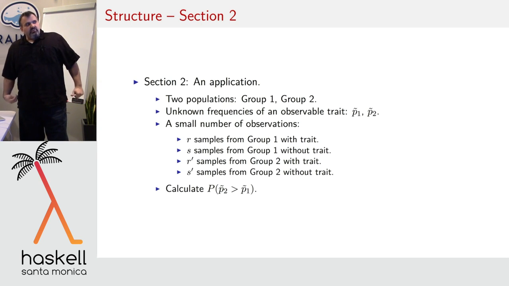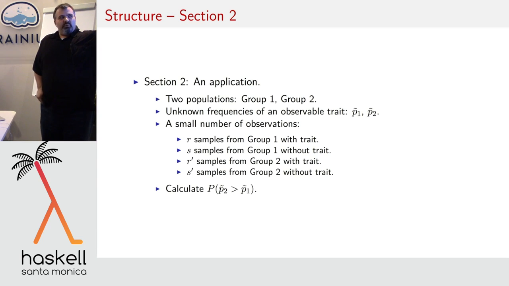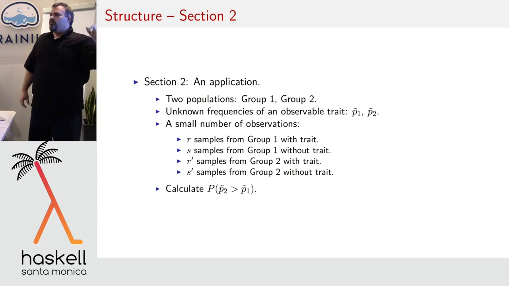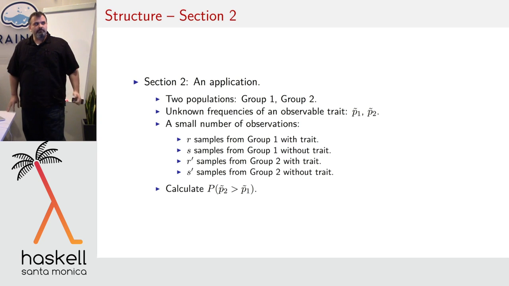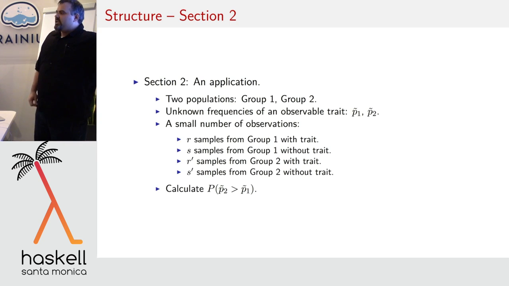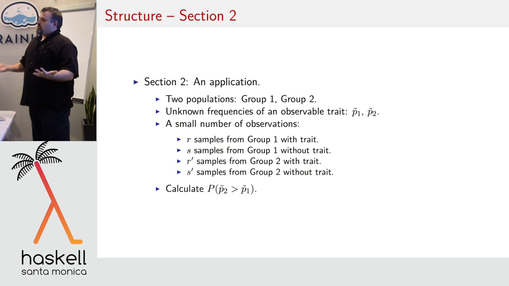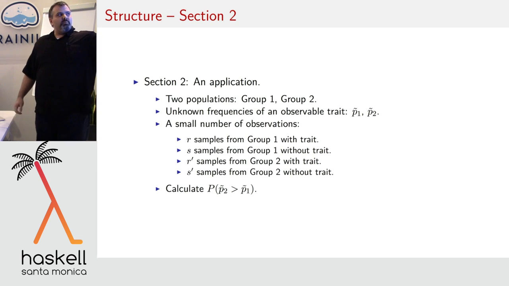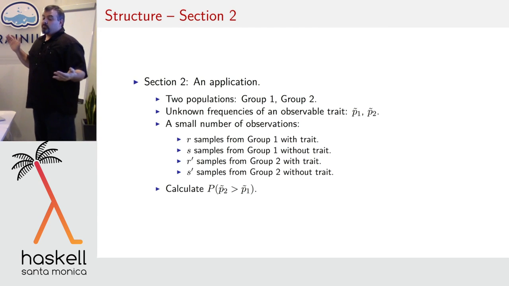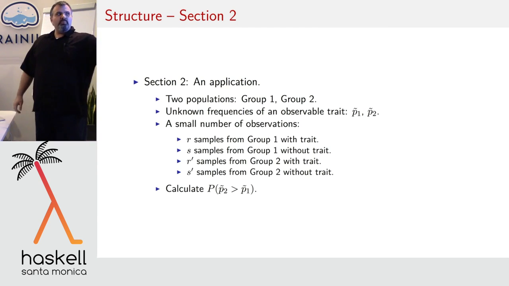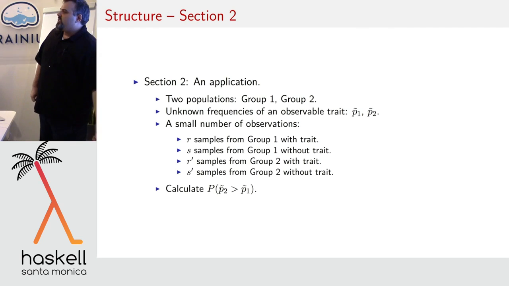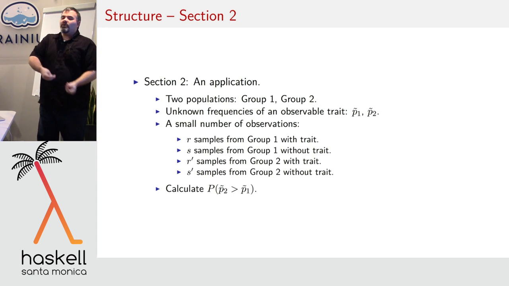The way you want to think about this is, group 1 is a placebo group, and group 2 is the experimental group. The observable trait is whether or not someone becomes cured. So you administer a placebo to someone, and there's a certain frequency that that person will just get better on their own. You administer the treatment to someone in group 2, and there's an unknown probability that that person who got the treatment will get better.